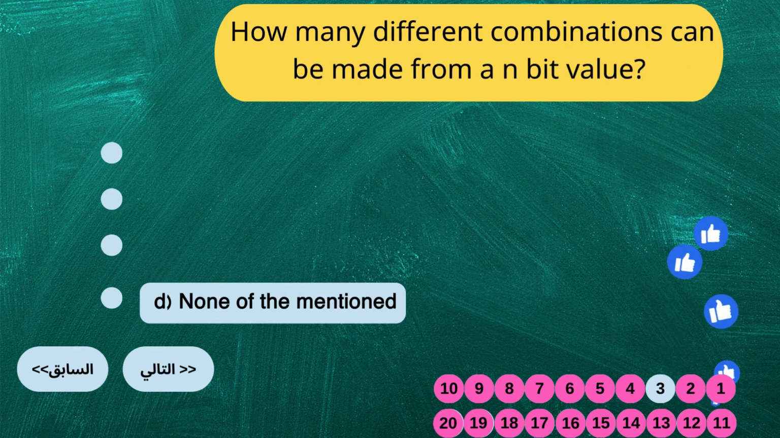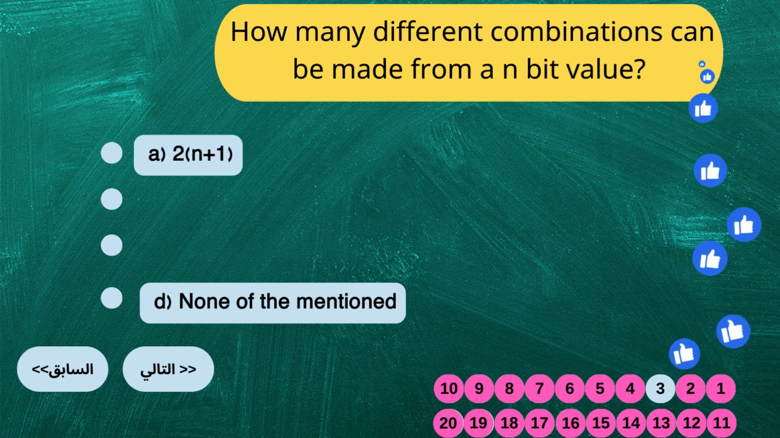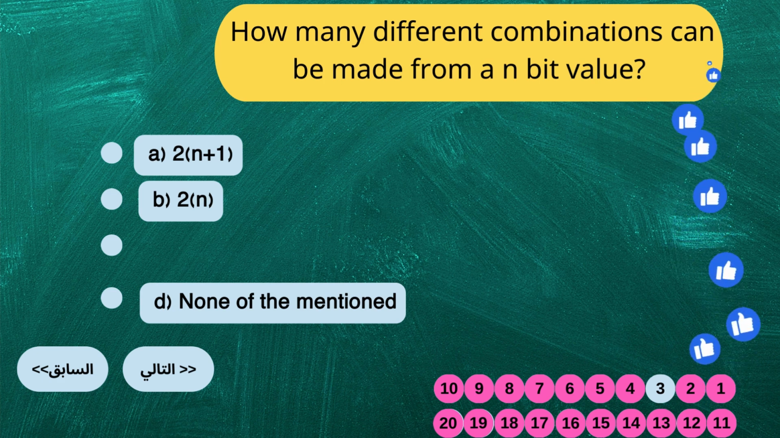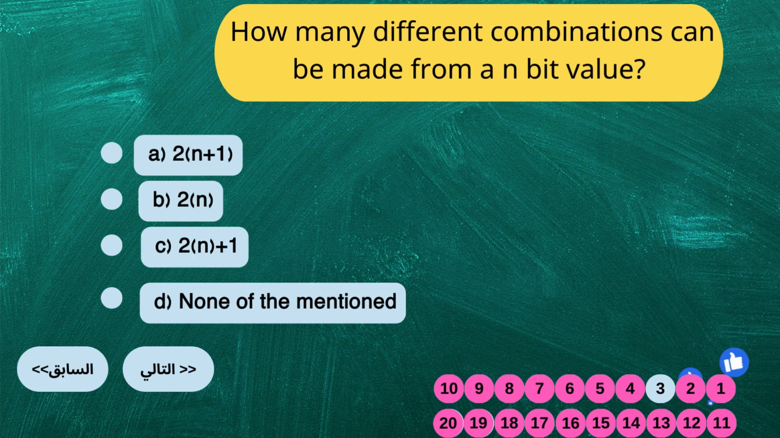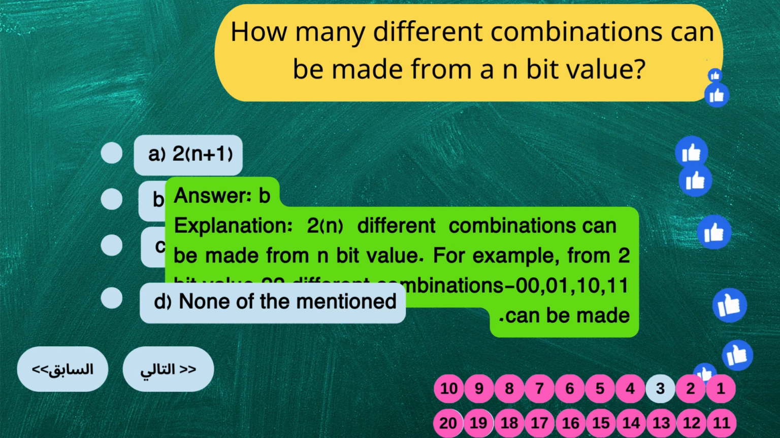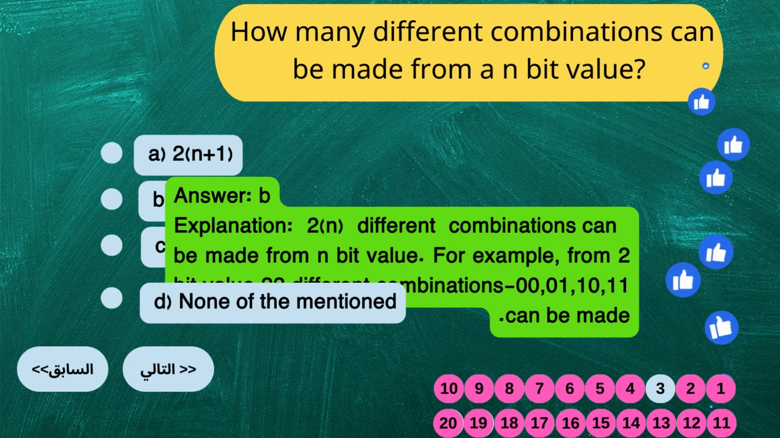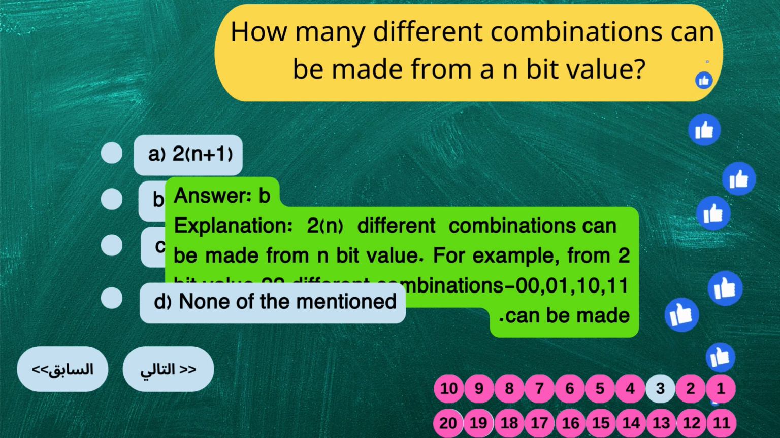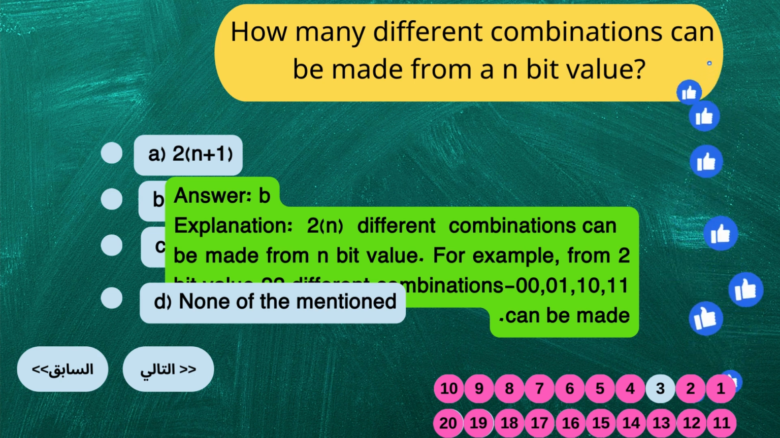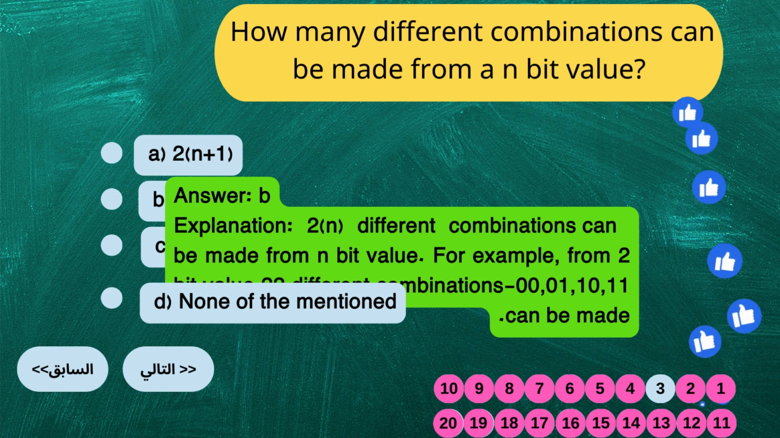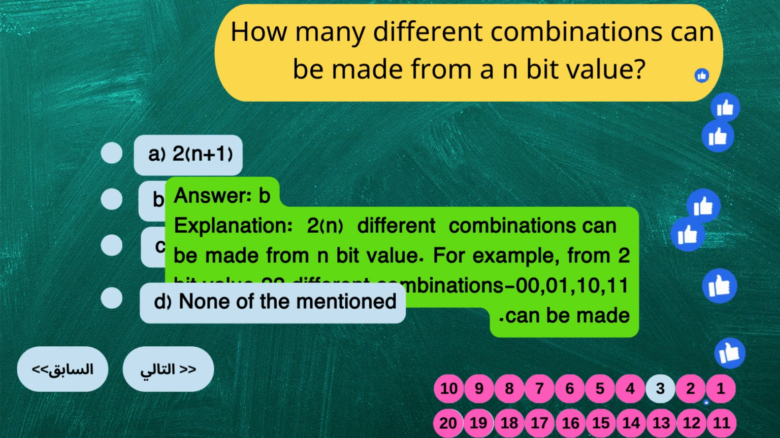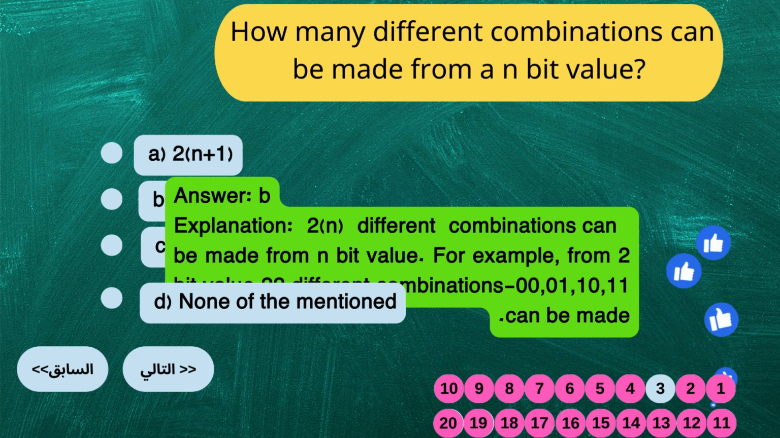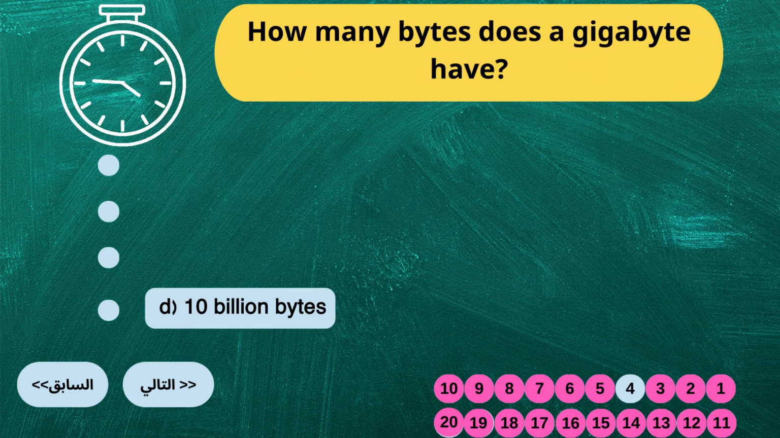How many different combinations can be made from a n-bit value? A. 2 to the power of n plus 1. B. 2 to the power of n. C. 2 to the power of n plus 1. D. None of the mentioned answer. B. Explanation. 2 to the power of n different combinations can be made from n-bit value. For example, from 2-bit value, 2 squared different combinations, 00, 01, 10, 11, can be made.